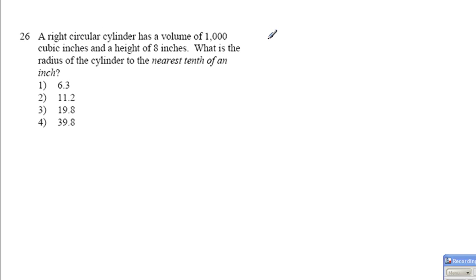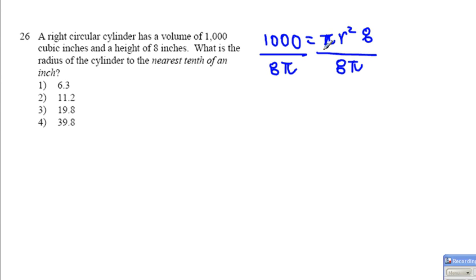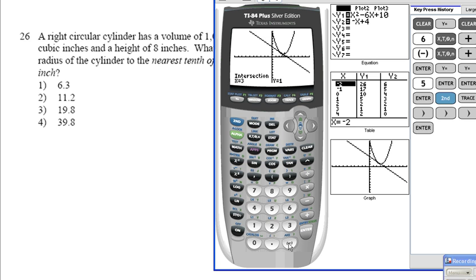A right circular cylinder has a volume of 1,000. So 1,000 is equal to pi, r squared, which is what we're looking for, and the height becomes 8. Then yes, we need to divide by 8 pi. Then pi cancels out, 8 cancels out. Notice how we're going to put that into a calculator.